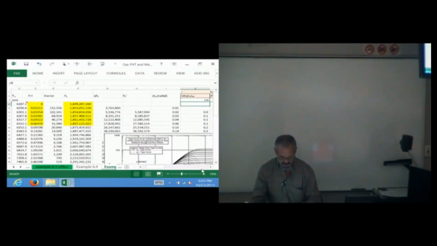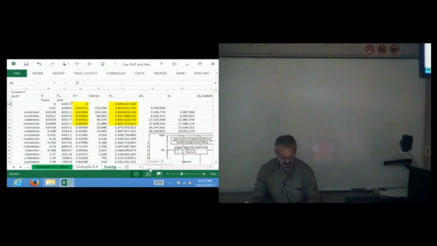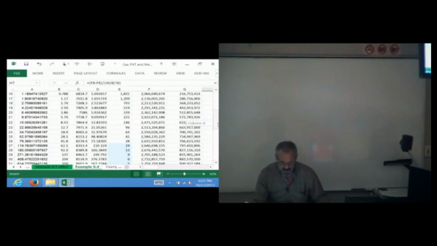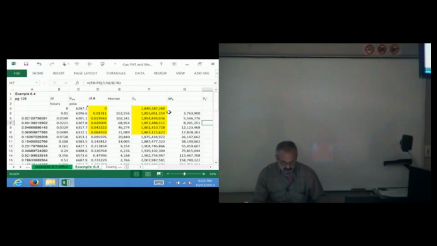This is our spreadsheet from when we were last in class. It says Horner, so was this a build-up or a drawdown? You guys are good. What are we going to do tonight? And what kind of test? Drawdown. So do I want to be on this page? Let's look at example 6.4. This looks like a drawdown, right?